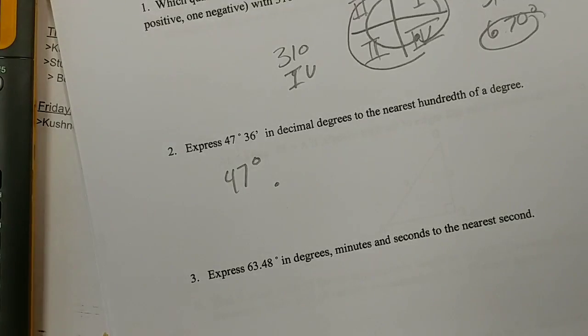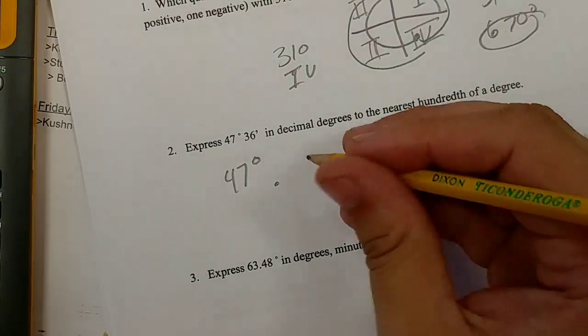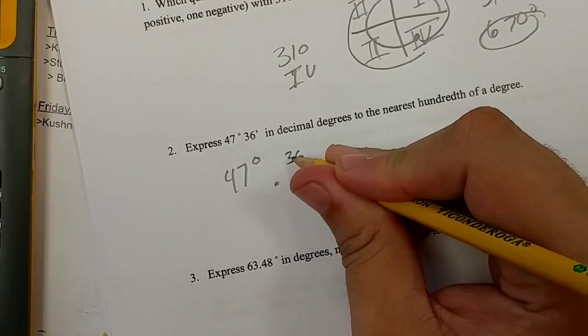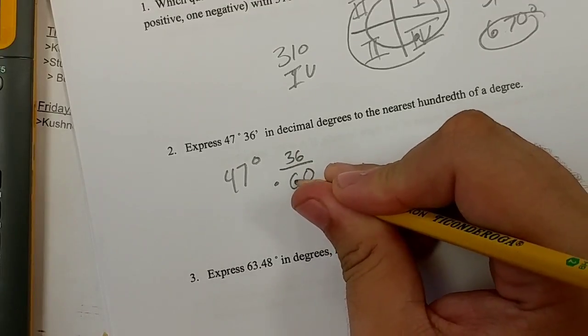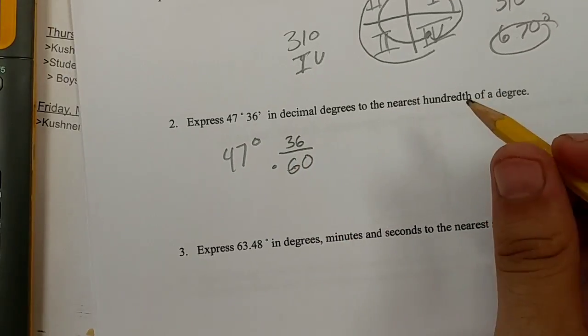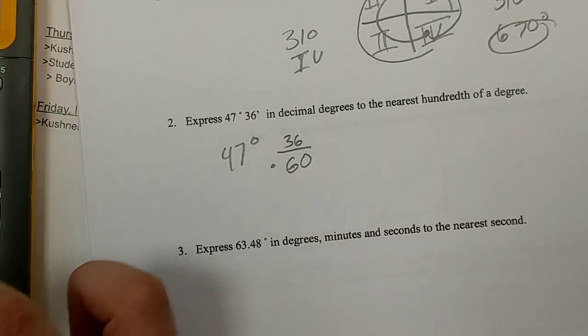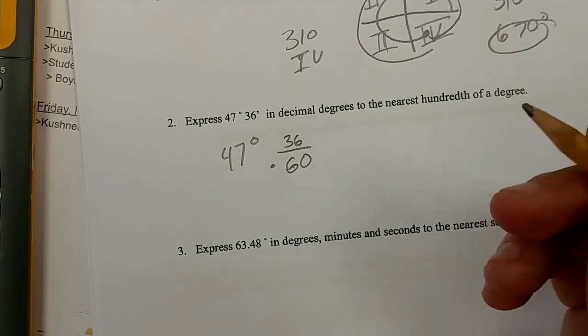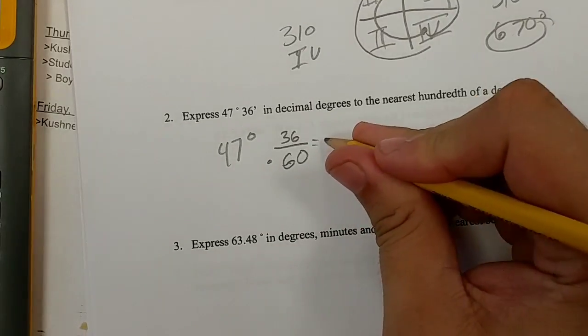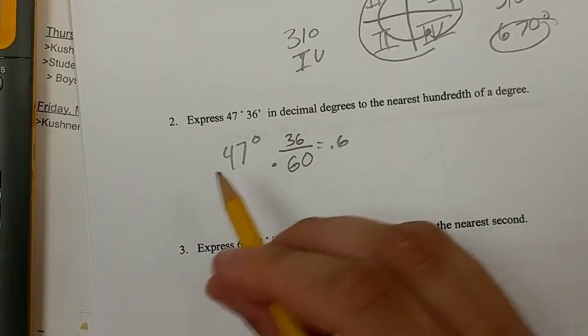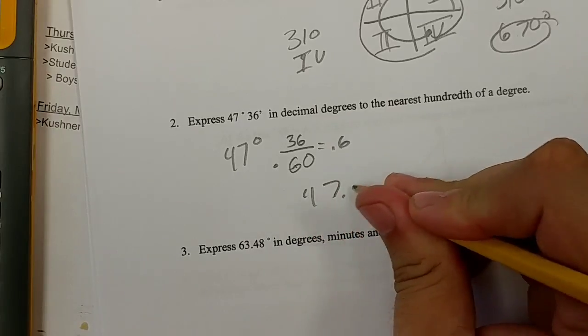every minute is 36 minutes out of 60 minutes in a degree. So I do 36 divided by 60, and I get 0.6. So that equals 0.6, and I just add those two pieces together. So 47.6.